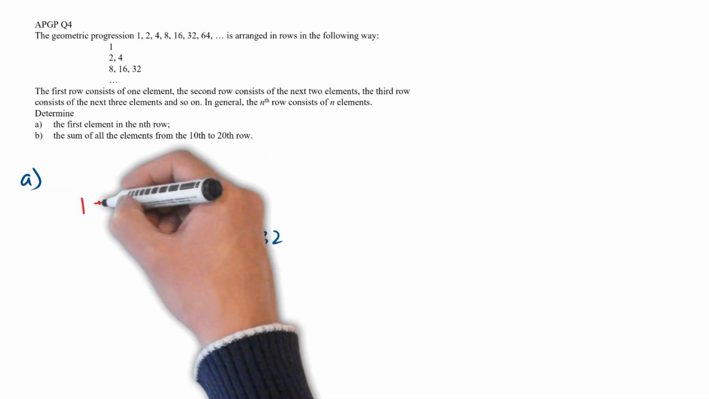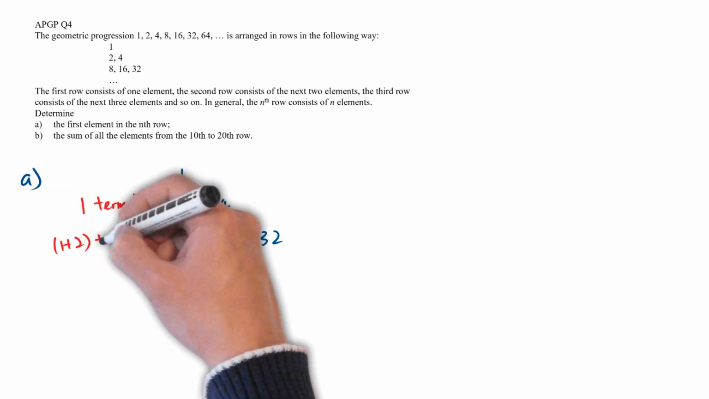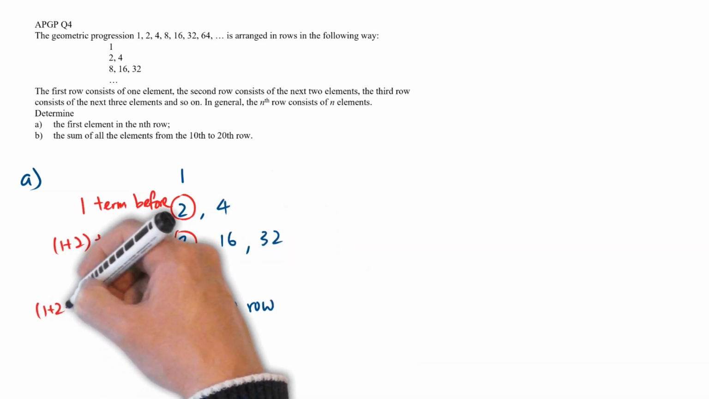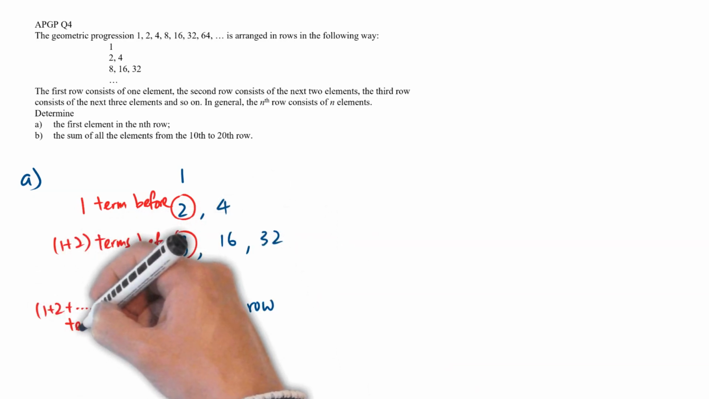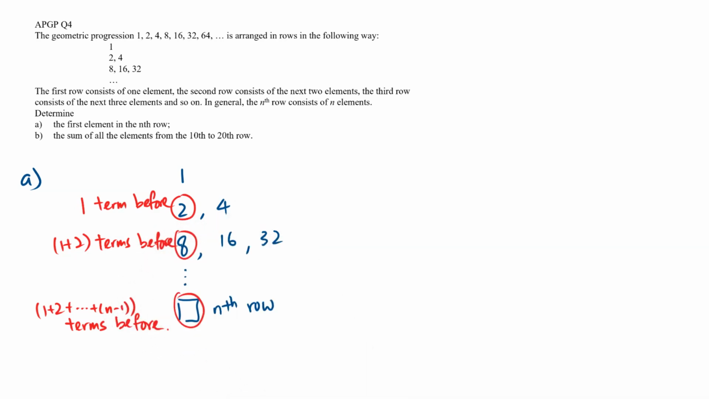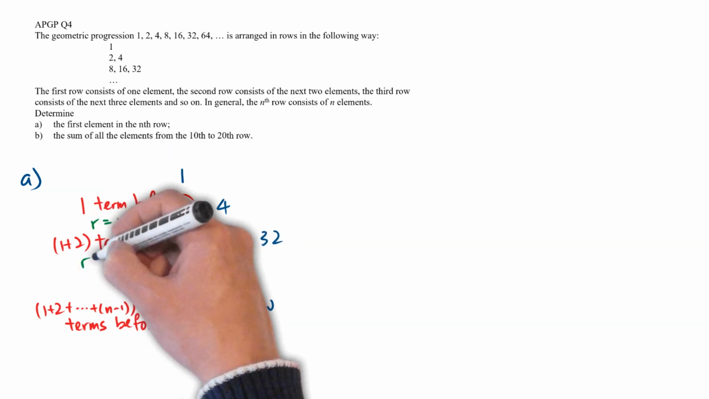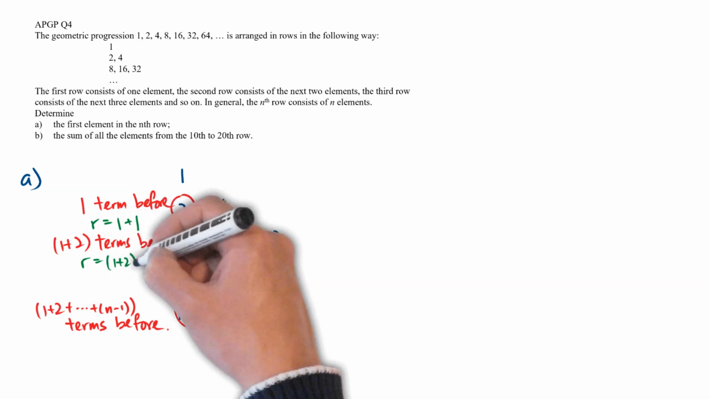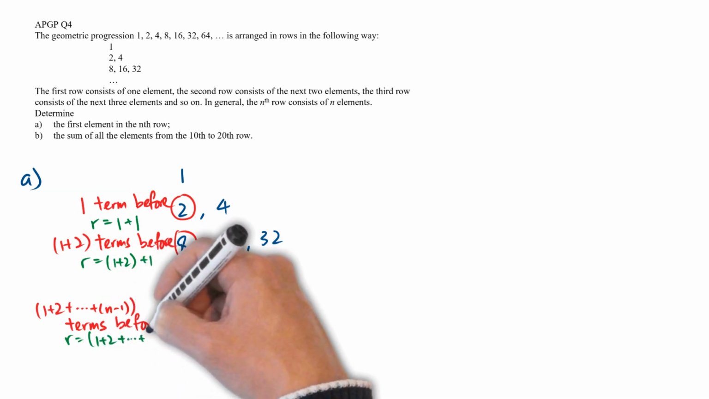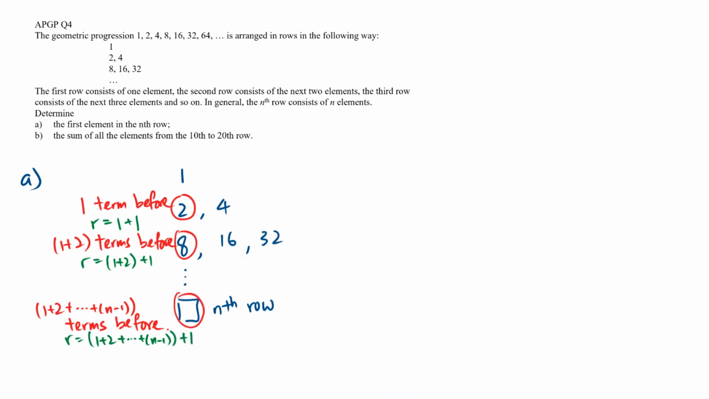We can see that for the first term in the second row, there is one term before it. For the first term in the third row, there will be 1 plus 2 terms before it. Therefore, by this logic, we know that by the nth row, there will be 1 plus 2 plus 3 all the way until n minus 1 number of terms before this term. For the first term in the second row, its position in the GP will be 1 plus 1. For the first term in the third row, it will be 1 plus 2 plus 1. And therefore, in the nth row, the first term's position in the GP will be 1 plus 2 plus 3 all the way until n minus 1, plus 1.